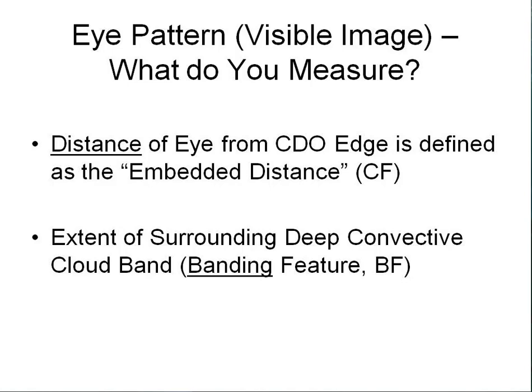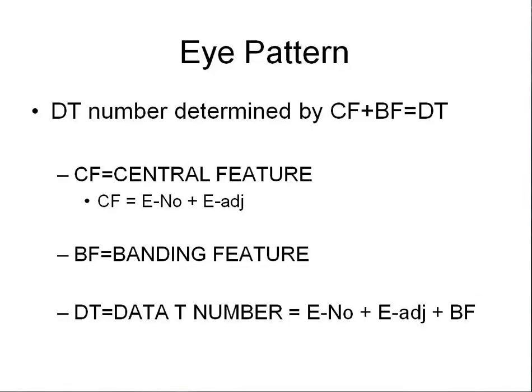Now we'll discuss the eye pattern with a visible image. Note that it's very similar to what was just done with the CDO, but we're now introducing a new definition, embedded distance. Embedded distance is the distance of the eye from the edge of the CDO. Now we introduce the eye number and the eye adjustment factor, abbreviated here as E number and E-ADJ. So now DT is the sum of 3 values.